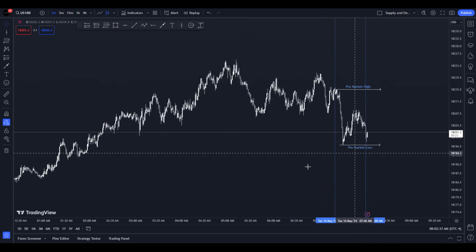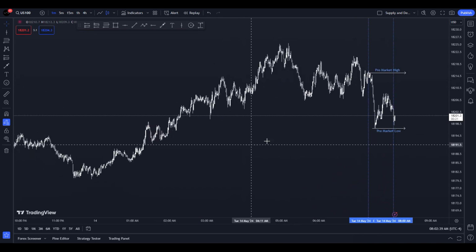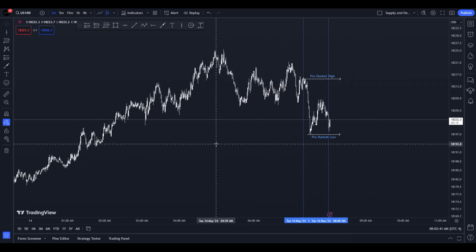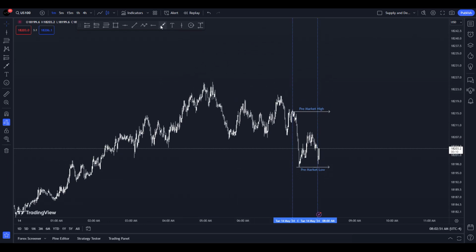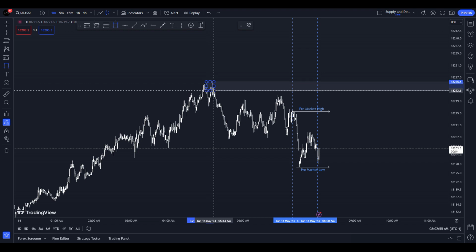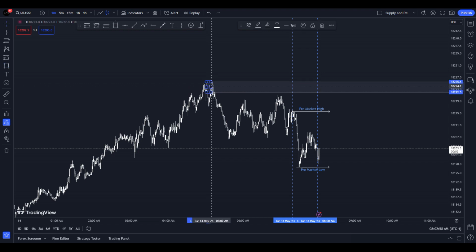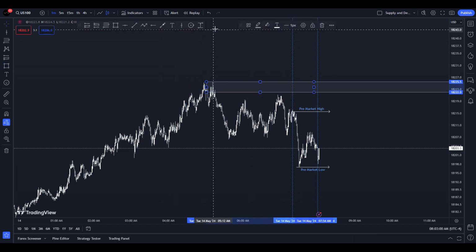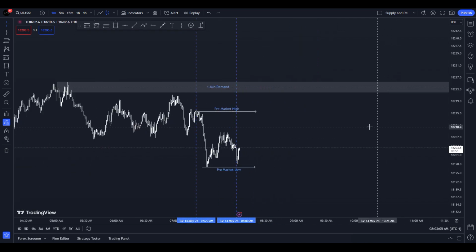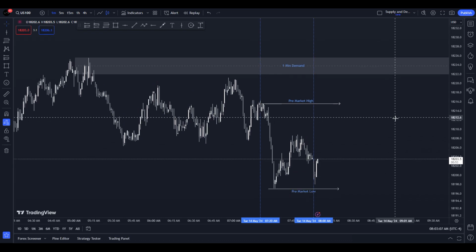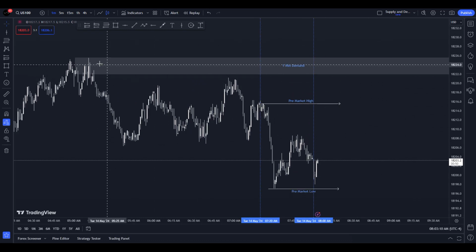vertical lines, right? So I'm not using the top of the 7:20 or the bottom of the 8 a.m., if that makes sense to you guys. I'm just using the high and the low in between those two lines. Once I've done that, I'm gonna be looking for a supply or demand level. In terms of the pre-market high, I'm gonna be looking for a supply or gap above that area.